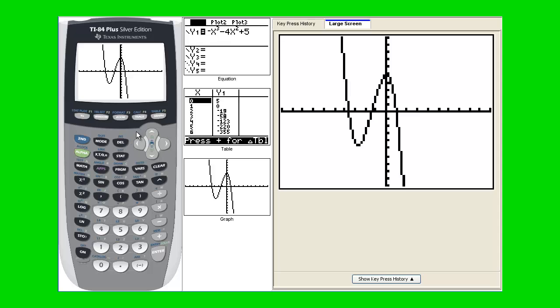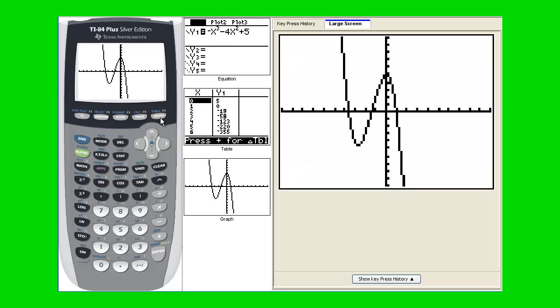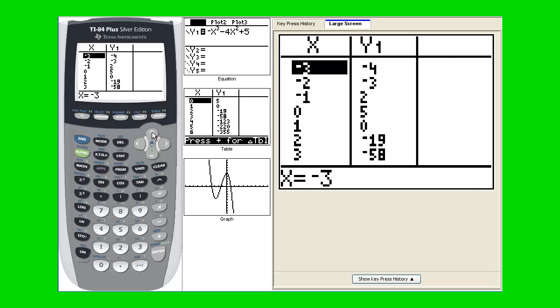-4. So what we're going to do is we're going to use our table feature. So we're going to hit second and then your graph button, because right here in the blue it says table. So if you go to your table, then we want our first x value to actually be a -4. So if we go back to our graph, notice how -4 will give us another point coming up. So we're going to go second table, and you need to just go cursor up until you get to a -4. So these are the values that you're actually going to use on your table.